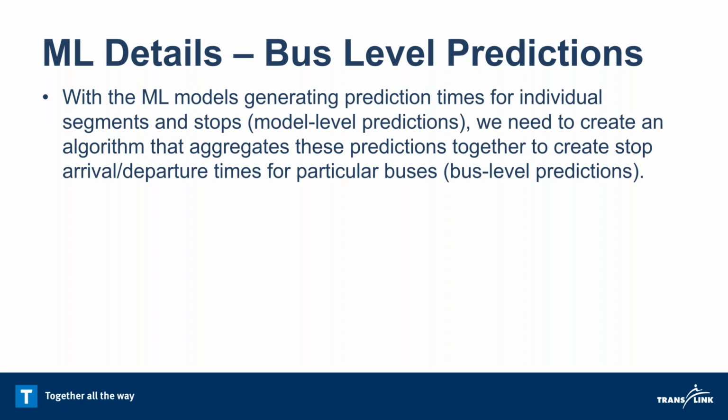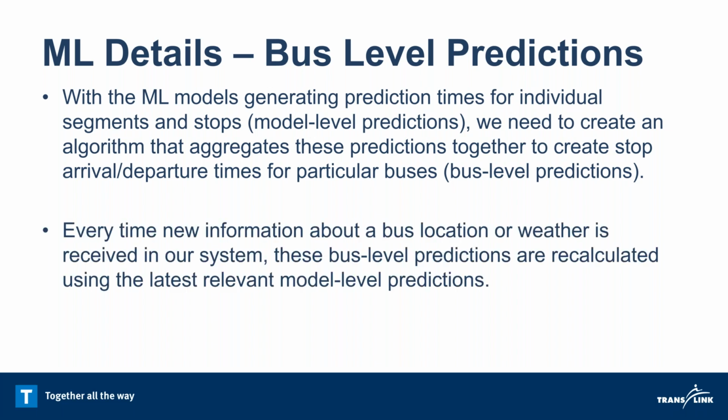Now, with machine learning models generating prediction times for individual segments and stops, we need to create an algorithm that aggregates these predictions together to create stop arrival and departure times for particular buses. This is the bus level prediction. Unsurprisingly, we call this algorithm the aggregator. Every time there's new information about a bus location or weather received in our system, these bus level predictions are recalculated using the latest relevant model level predictions.